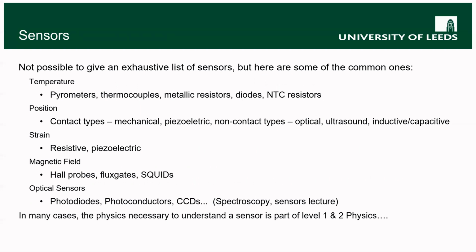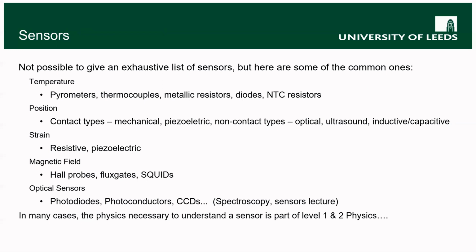So for example, if you're trying to measure a temperature, then depending on the temperature you're trying to measure, you might be using a pyrometer, a thermocouple, some metallic resistor, or a diode, and then there are more complicated types of resistors that you use to measure temperatures in different circumstances.